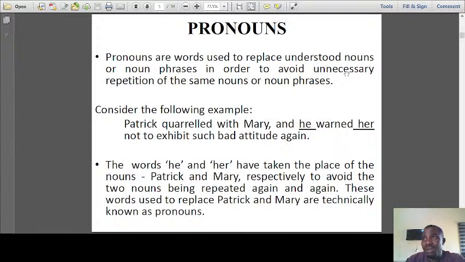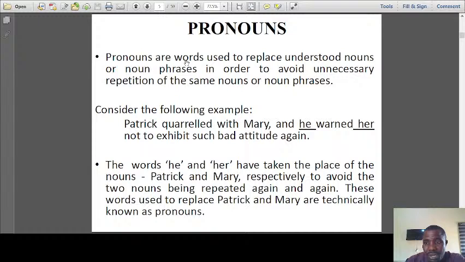For instance, let me use the noun Michael to make maybe two or three sentences. Michael has gone to school. Michael has eaten the food. Michael is sleeping. Now, what the theory of pronoun is telling us is that to avoid mentioning Michael many times, there is need to use a word to replace it.